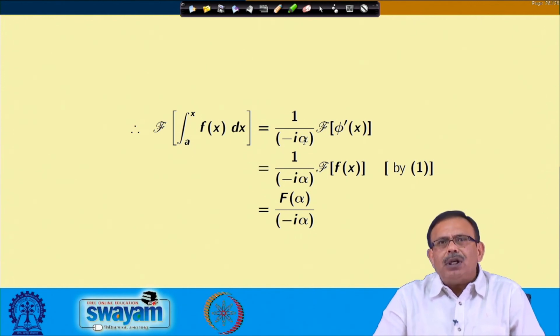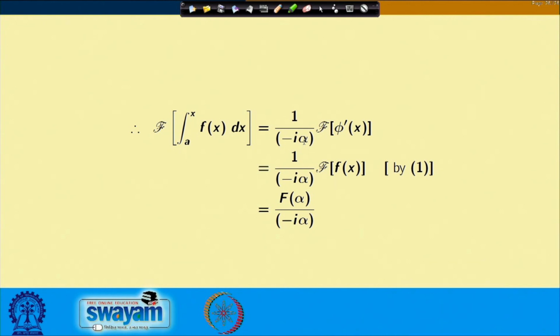So, if I know the Fourier transform of a function, and if I integrate that function from some range a to x of f x dx, then what will be the Fourier transform of that integration of the function, that I can find out from this particular theorem.